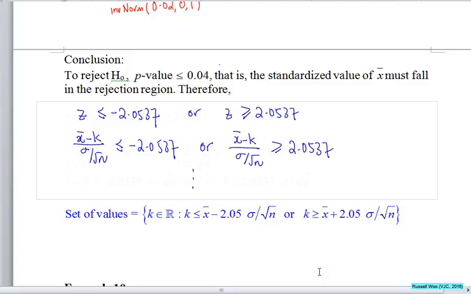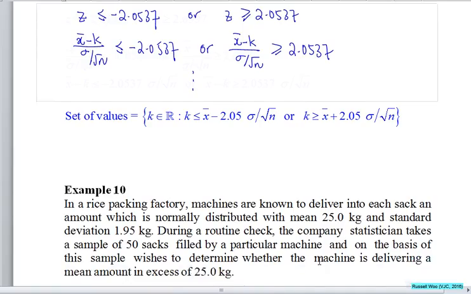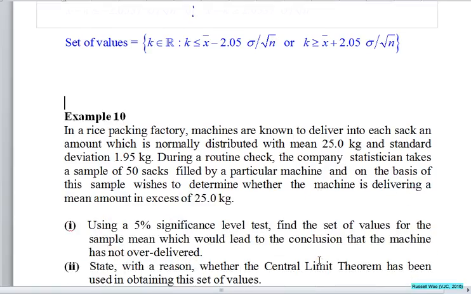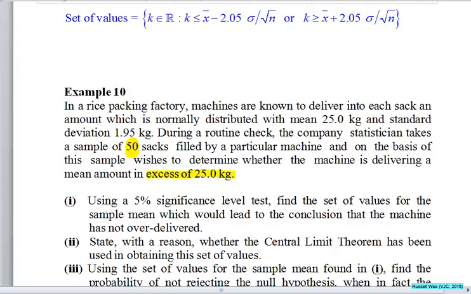Example 10. In a rice packing factory, machines are known to deliver into each sack an amount that is normally distributed with mean 25, standard deviation 1.95. During routine check, you have n equals 50 now. You want to check whether it's in excess of 25. Using a 5% level of significance test, find the set of values for the sample mean.